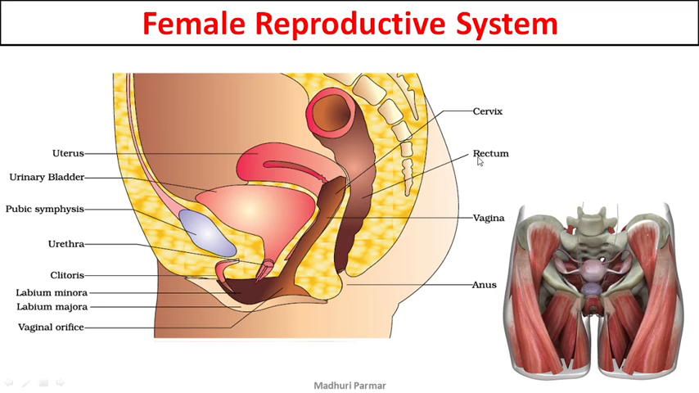The function of the rectum is storage of stools, or the feces. So you can see the rectum and then the opening, which is known as the anus. So these are the two parts of the GIT which are shown in the diagram.